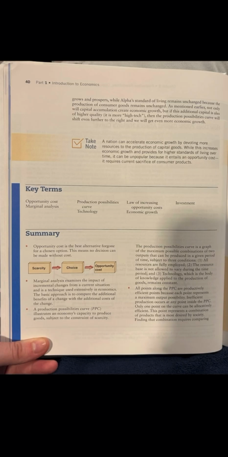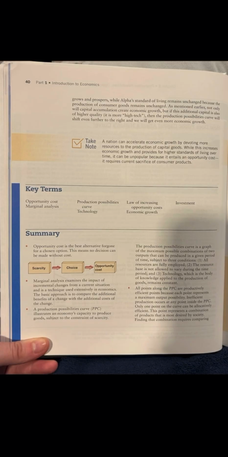As mentioned earlier, not only will capital accumulation create economic growth, but if this additional capital is also of greater quality, more high-tech, then the production possibilities curve will shift even further to the right, and will get even more economic growth. Take note, a nation will accumulate economic growth by devoting more resources to the production of capital goods. While this increases economic growth and provides for higher standards of living over time, it can be unpopular because it entails an opportunity cost. It requires current sacrifice of consumer products.